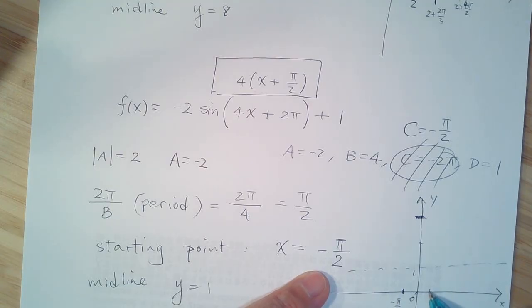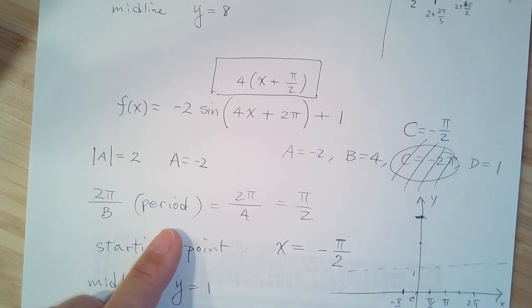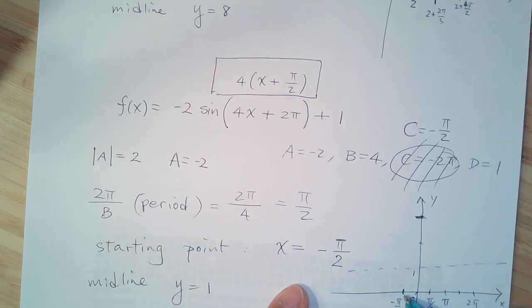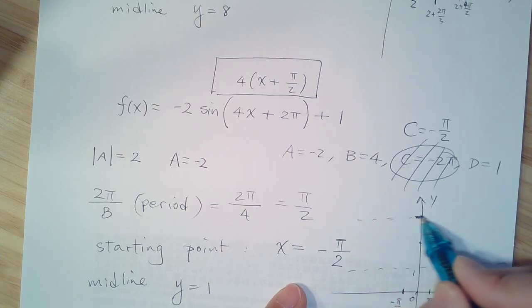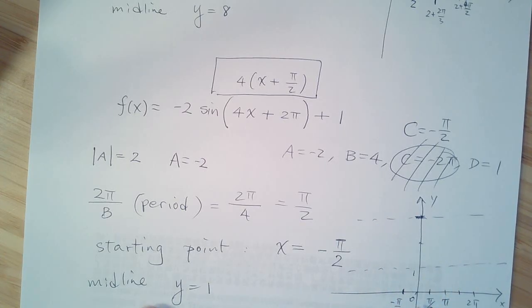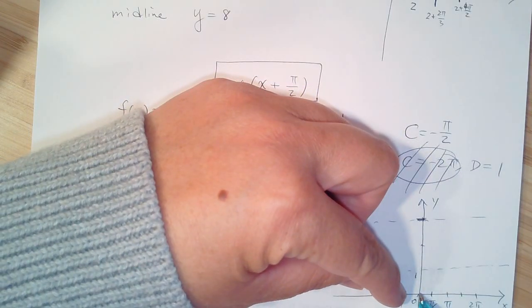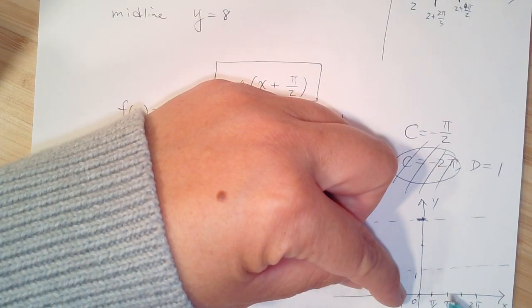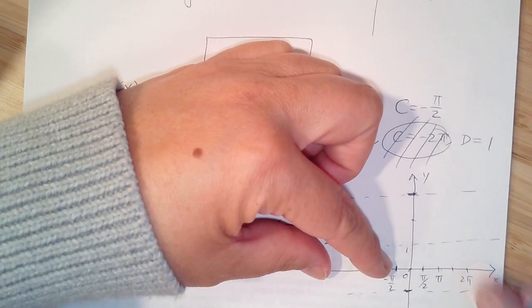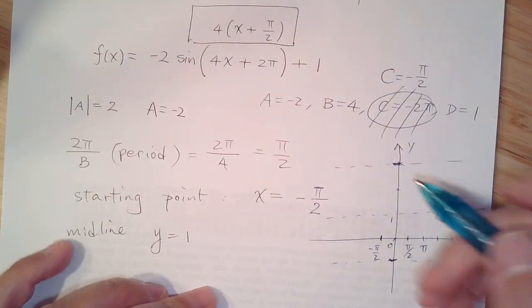Here's 0, here's positive pi over 2, here is pi, and here is 2 pi, something like that. Okay, my starting point is negative pi over 2, here's the minimum line, here's the maximum line, right? And then my midline is this, starting point is here, my period is pi over 2. So starting from here, go here, that's 1 period. There's another period. There's another period. See, every pi over 2 is my period.